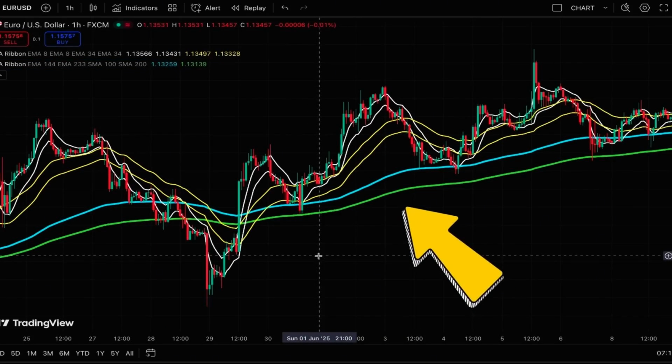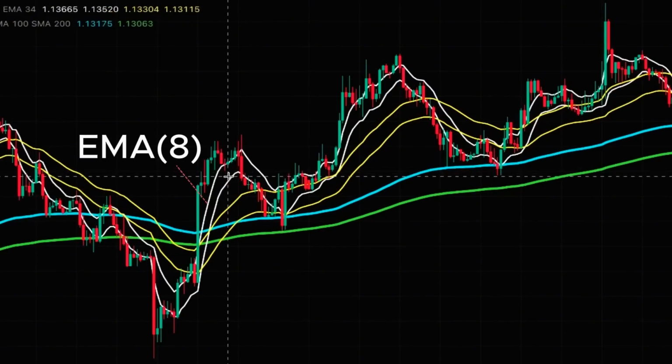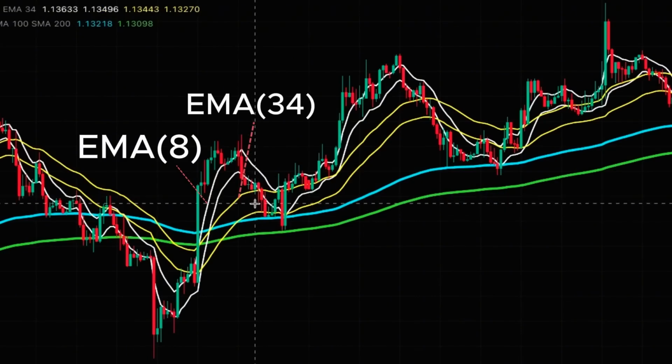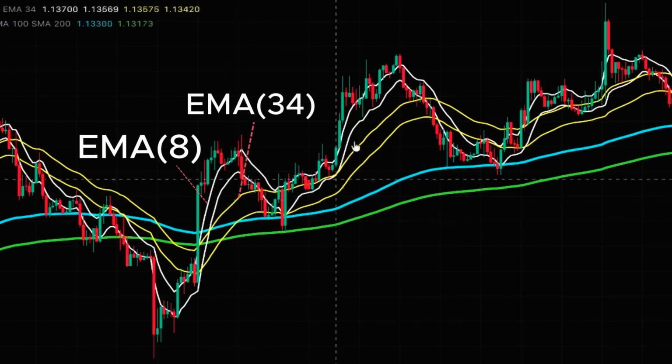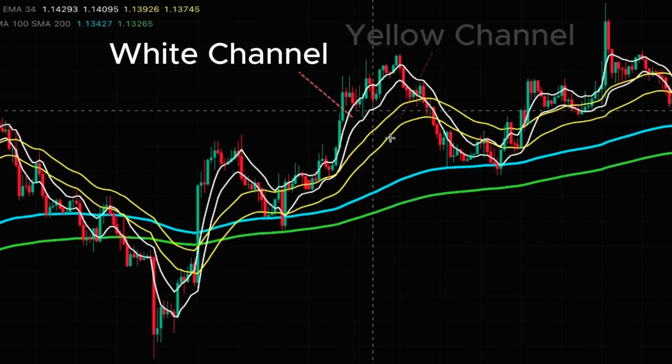And now, let me teach you how you can find accurate buy signals based on this trading strategy. These 2 white lines here are EMAs with length of 8. One calculated based on high, and the other based on low. And similarly these 2 yellow lines here are EMAs with length of 34. As you can see they created a white channel and a yellow channel. From now we call this white channel and we call this yellow channel.